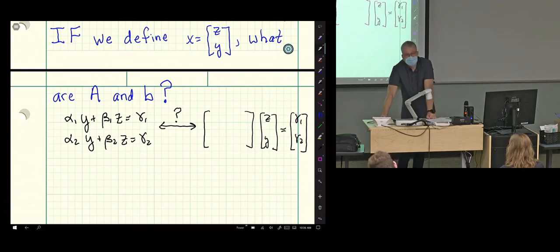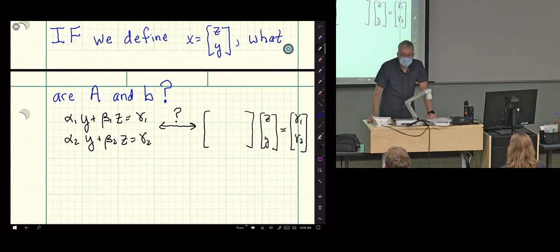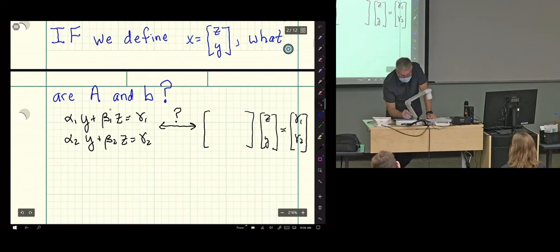So what is the 1,1 coefficient of A? Beta 1. So what is the first coefficient in our vector x? That's z. So what is the coefficient in the first equation multiplying the first variable? Beta 1, yes, okay. So there's our first variable. So if you change the order of the vector, you change where the coefficients go.